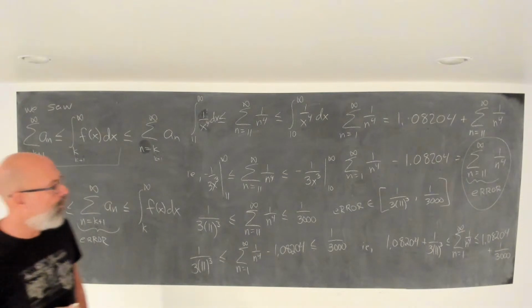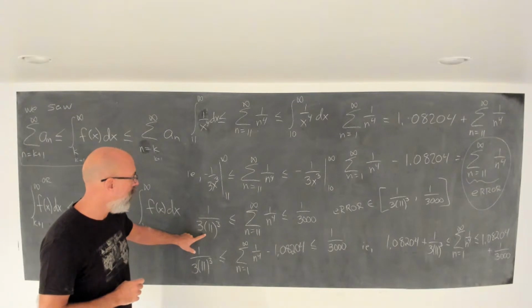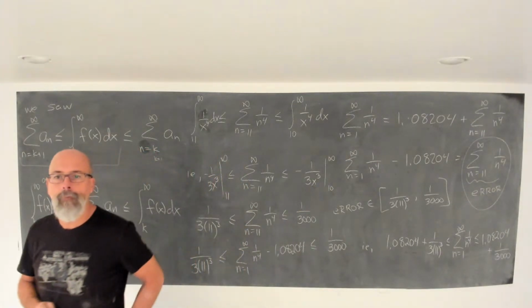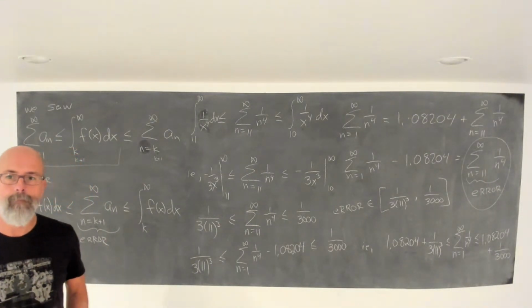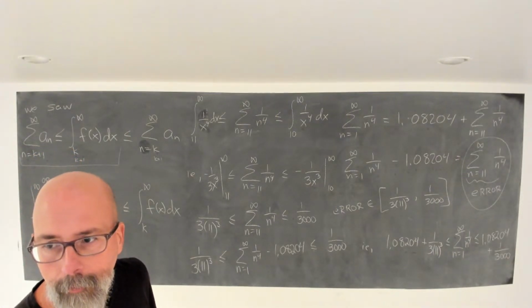How did I get 1 over 3,000? Well, how did I get 1 over 3 times 11 cubed? It's the same thing, but with 10. Questions here? How are we doing?